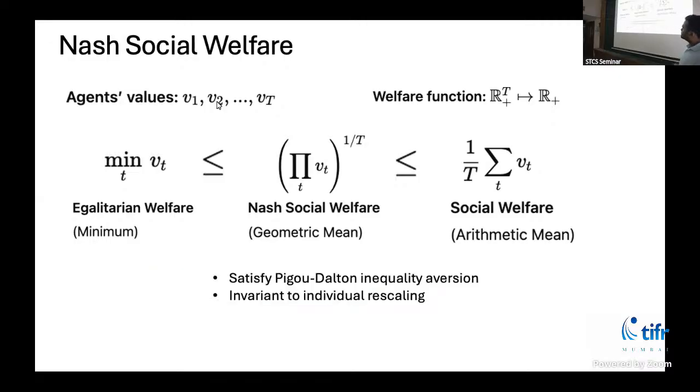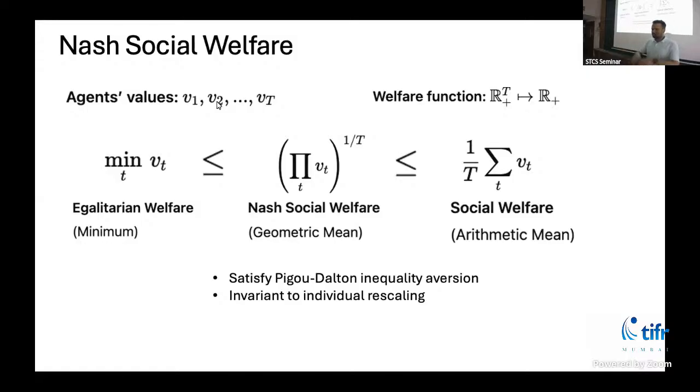It also has some nice properties. It satisfies a principle called the Pigou-Dalton inequality aversion principle, which tells that we are doing a Robin Hood transfer, taking a very small epsilon amount of wealth from the rich, and giving that wealth to a poor person.